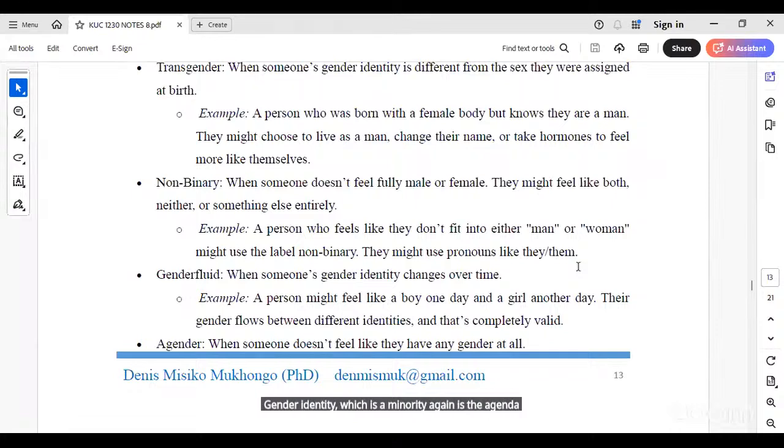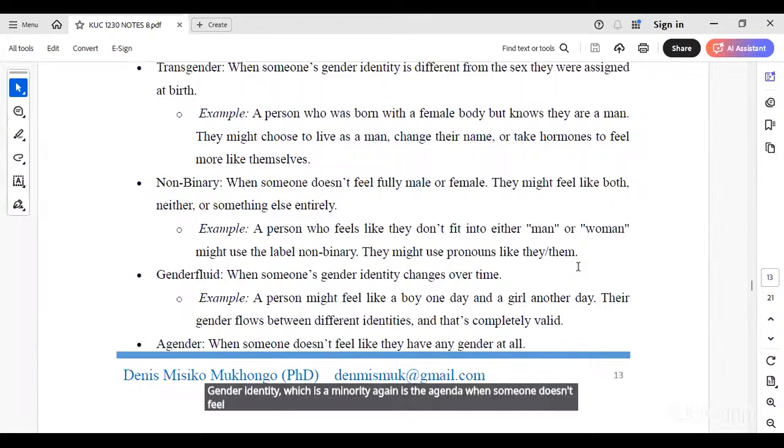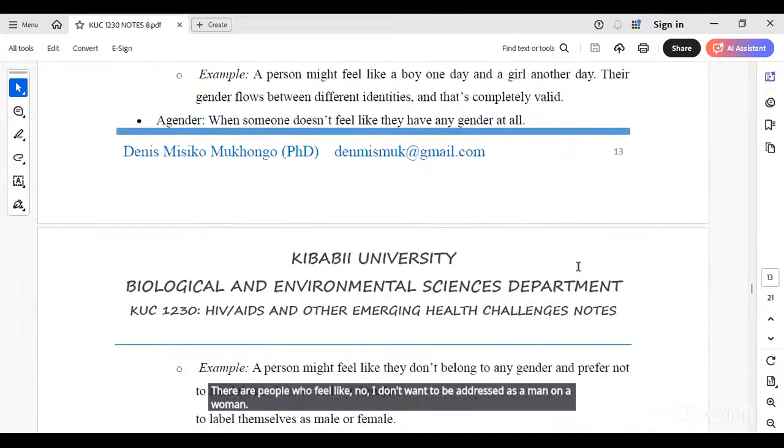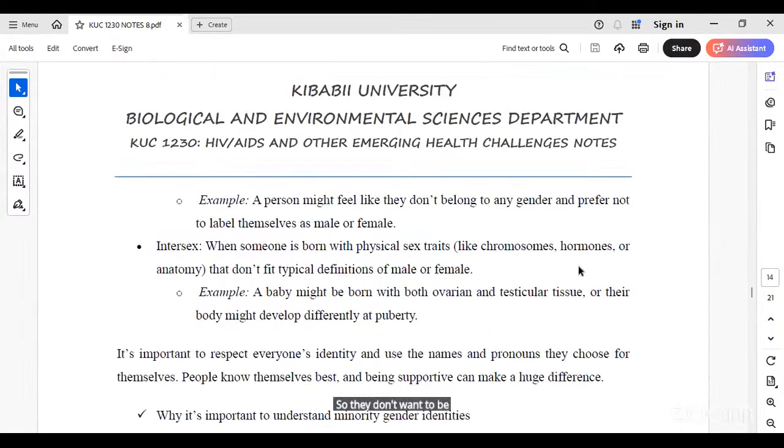Okay. Then the other gender identity, which is a minority again, is the agender. When someone doesn't feel like they have any gender at all. Okay. There are people who feel like, no, I don't want to be addressed as a man or a woman. So they don't want to be put into that particular group.